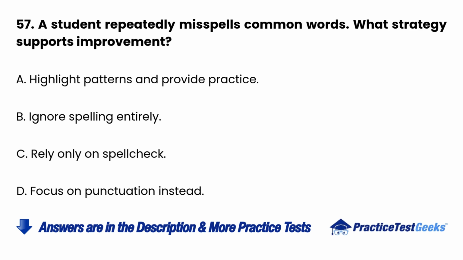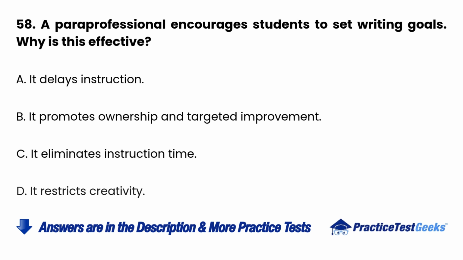57. A student repeatedly misspells common words. What strategy supports improvement? A. Highlight patterns and provide practice. B. Ignore spelling entirely. C. Rely only on spell check. D. Focus on punctuation instead.